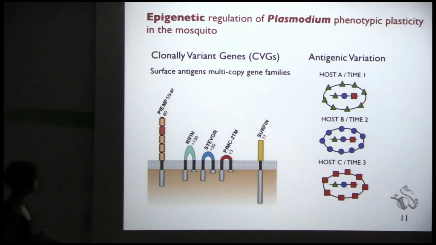So these genes have the particularity that they are encoded by multiple genes. So multiple genes encode the same protein, and then the parasite switches between different copies, thus expressing different variants of the protein. And this way, for example, in the case of antigenic variation, they are able to evade the immune system of the host.